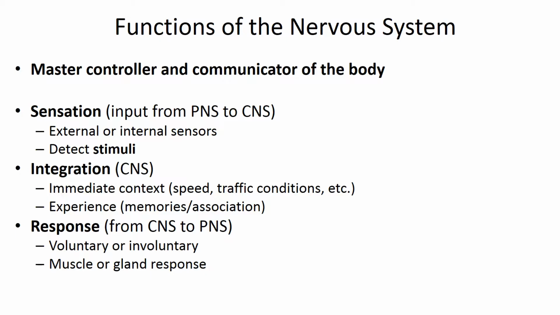Now, the functions of the nervous system are listed here. The nervous system uses sensory receptors to monitor changes both inside and outside of the body. That's the input. Nervous system tissue processes and interprets sensory input. That's the integration. And it affects a response appropriate to the stimulus, which is the motor output. This allows for homeostasis to be maintained.